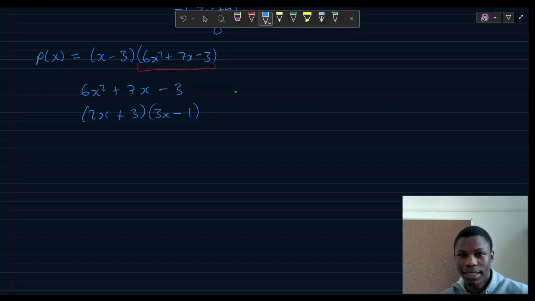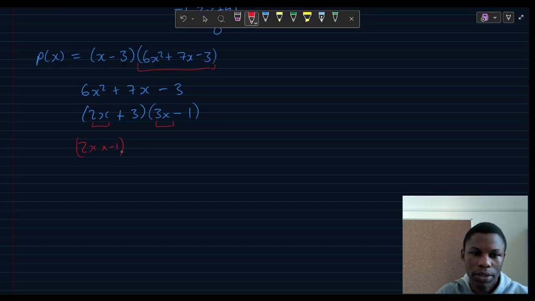The idea I've used here, if you can't factorize it by sight like this, I'll give you a few options of how you can get away with, 1, running away from factorization, or 2, how you can actually factorize it step by step. But what I've done here is to say, I'm going to put 2x and 3x here because 2x times 3x gives me 6x squared. Then if I take 2x and I multiply it by negative 1, let's maybe use a dot here so that it's not confusing. If I take 2x and multiply it by negative 1, then I take 3 and I multiply it by 3x.